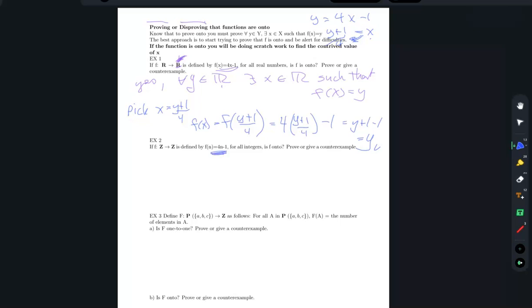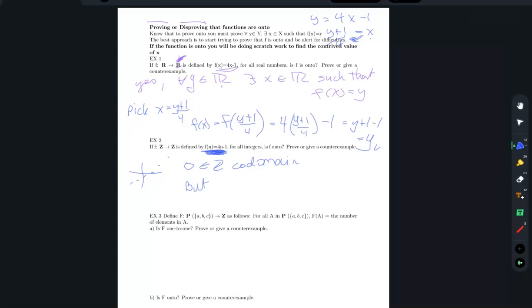Is this function onto? No, because this cannot hit all integers, right? This is not the line. This is just a bunch of dots that follow the line. So something like this. So I can see that there's no y value, we're not going to get to the y value of 0. So I can say 0 is in the codomain.